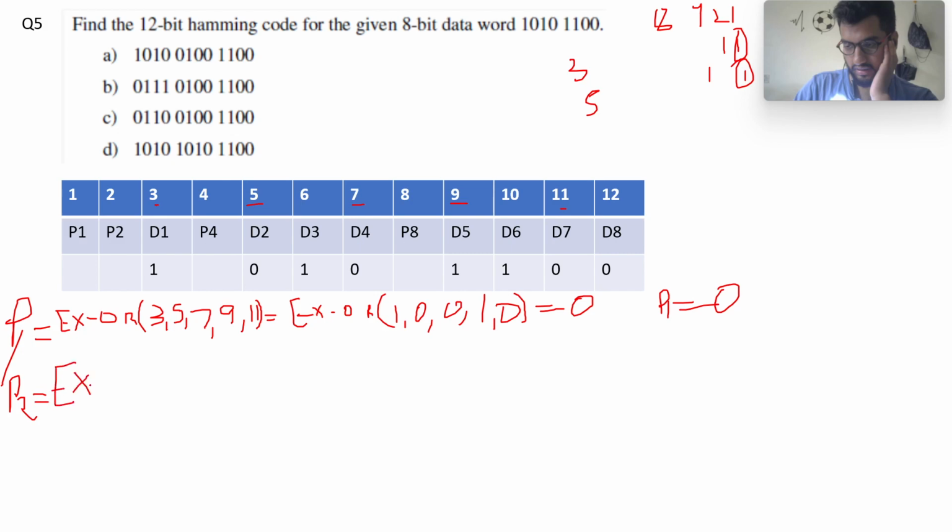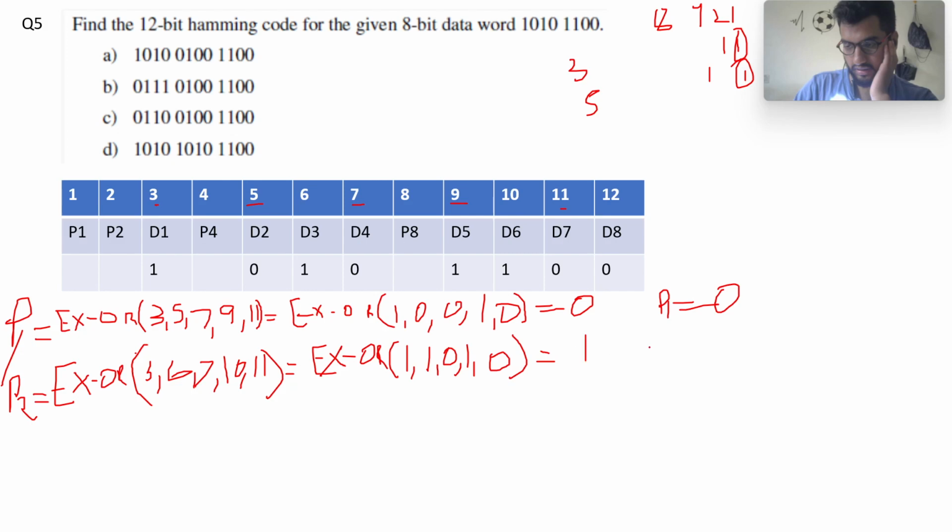Next we have P2, the XOR of all the bits where we have 2. That is 3, 6, 7, 10, and 11. So this is the XOR of: 3 is 1, 6 is 1, 7 is 0, 10 is 1, and 11 is also 0. So this will be equal to 1. So P2 is 1.